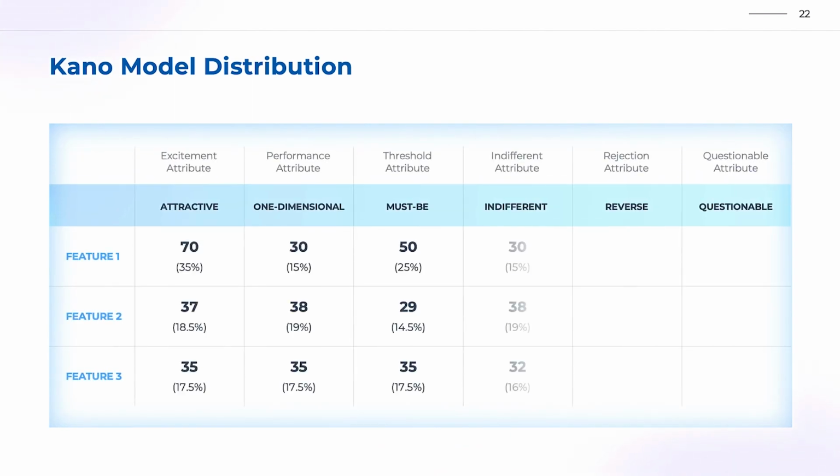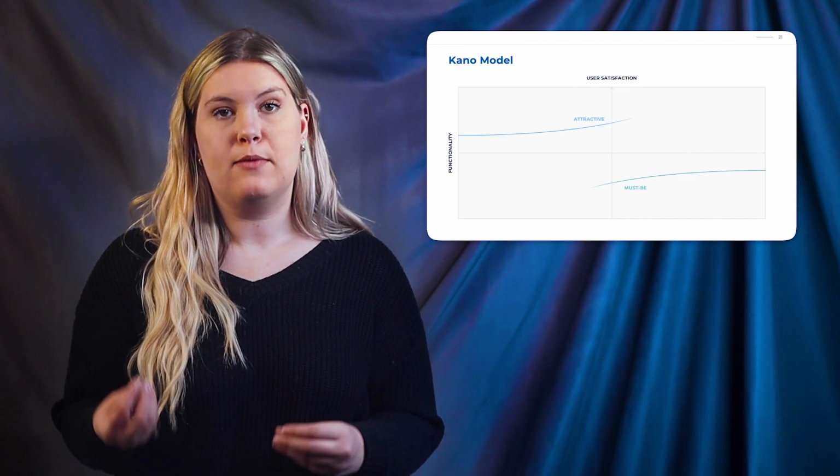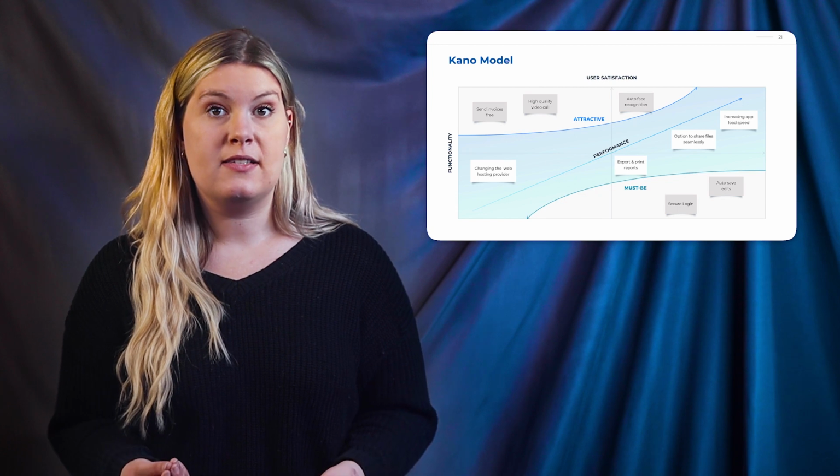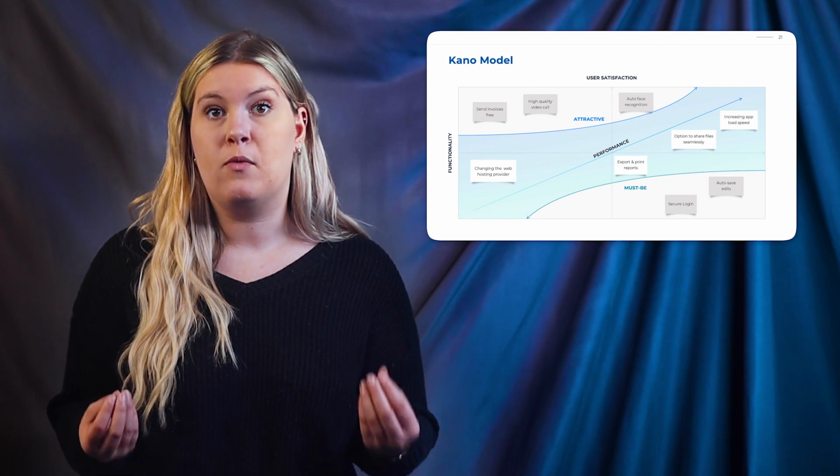Data from the Kano diagram can also be tabulated as a distribution table. With Kano, allocate the appropriate amount of resources to product endeavors. Spend less on time sinks and more on what matters to users.